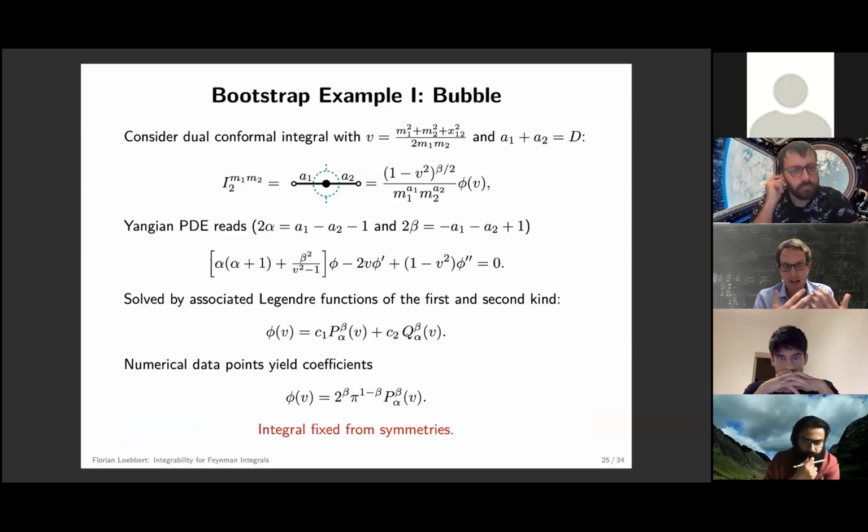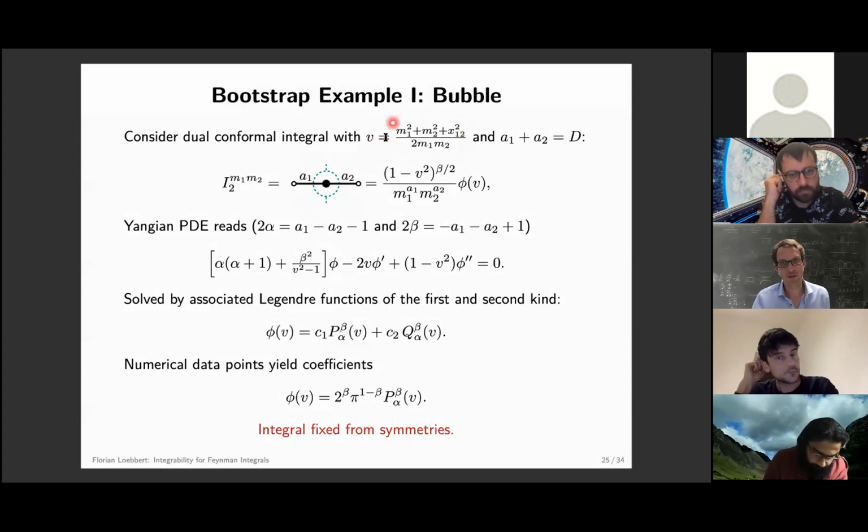I announced this approach to go to the massive situation because we wanted to refine this bootstrap algorithm. So let me give some examples here. In fact, we can now look at much simpler integrals, like this bubble integral with two external legs, which, using dual conformal symmetry, depends only on this conformal variable. So I can write it in this form with some function phi that depends on this variable.